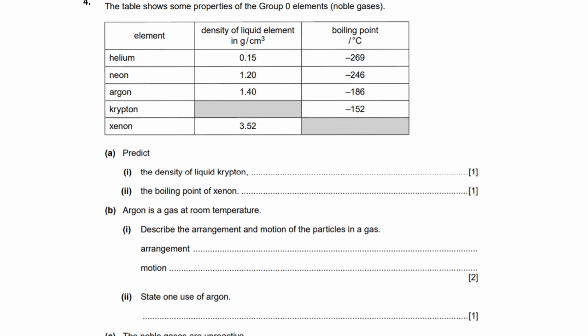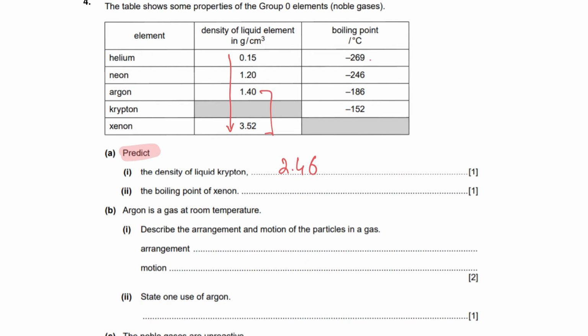Predict. Whenever you have the command word predict, you have to use the information given to find a value. So, density of liquid krypton. Look over here, you have the densities, but krypton is missing. So maybe take an average of 1.4 and 3.52. If you add them, you get 4.92, and 4.92 divided by 2 is 2.46. So give an answer somewhere there: 2.46, 2.5, 2.44, something like that.